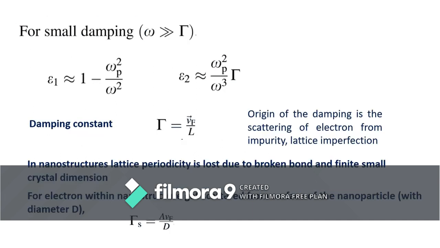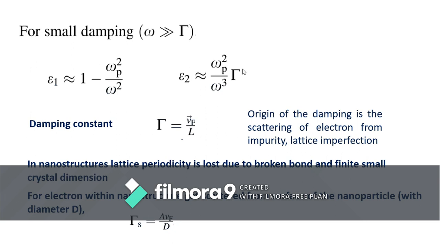Now consider the case when the damping is very small, that is, tau is much less than omega, or omega is much greater than tau. We can approximate epsilon 1 as 1 minus omega p square by omega square, and epsilon 2 equal to omega p square by omega cube tau. So here we find an approximate 1 by omega square variation, and in the case of the imaginary part we find a 1 by omega cube relation.